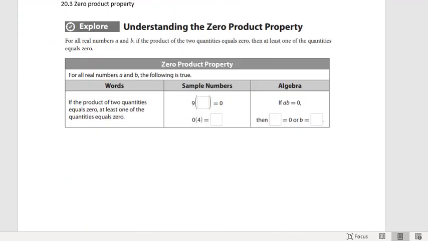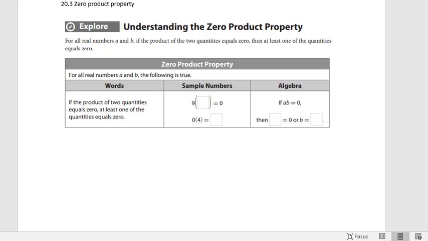Our next topic in this section is going to be the zero product property. This is going to be helpful when we go to solve equations. It makes it a little easier because we won't have to graph it all the time. We're not always going to have a graph, and this is another way to approach those quadratic equations.